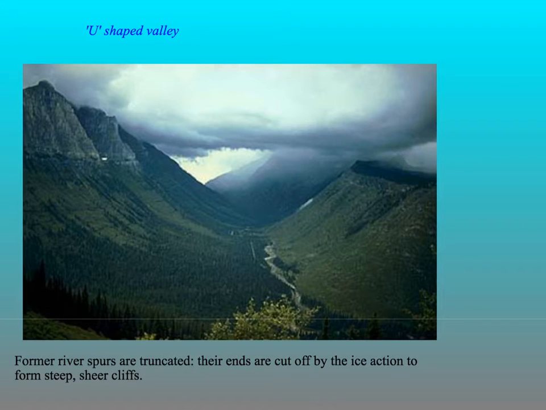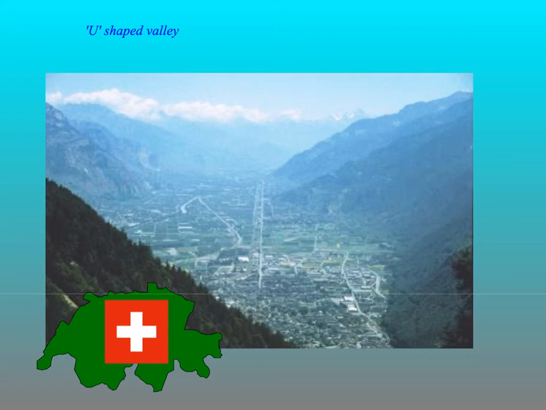Now, this valley used to be occupied by a river, and it had interlocking spurs, but we'll go into that in a bit more detail further on in the video. Again, U-shaped valleys can be massive. In Switzerland here, they actually have a settlement on the floor of the U-shaped valley, which just gives you an example of the size of these valleys.